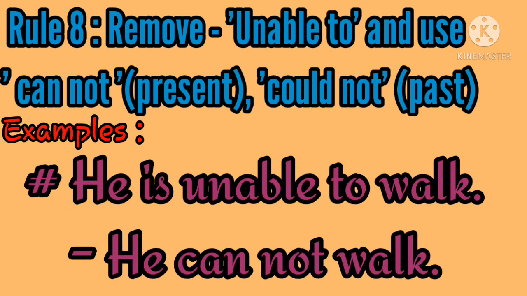Next example, he is unable to walk. Again, put the subject he, then remove is unable to, that is in present tense, so we have to put cannot. Afterward, remaining sentence walk. So it becomes he cannot walk.